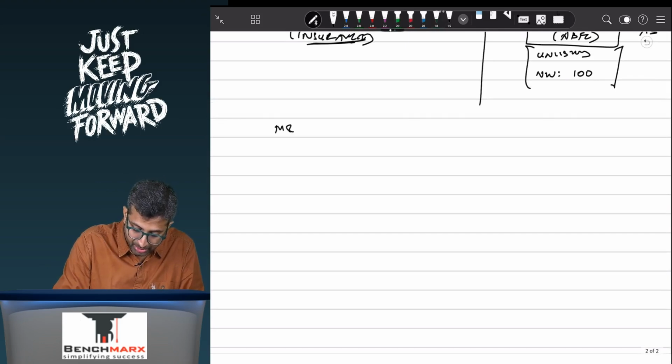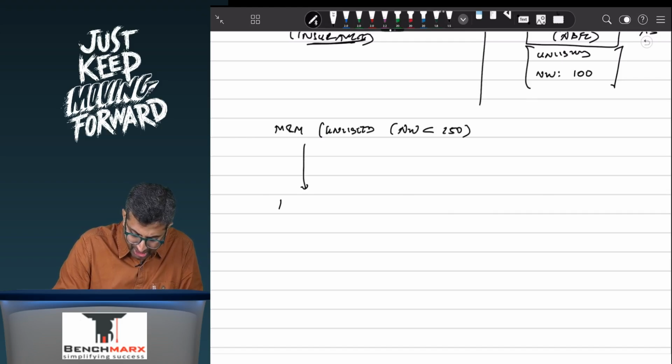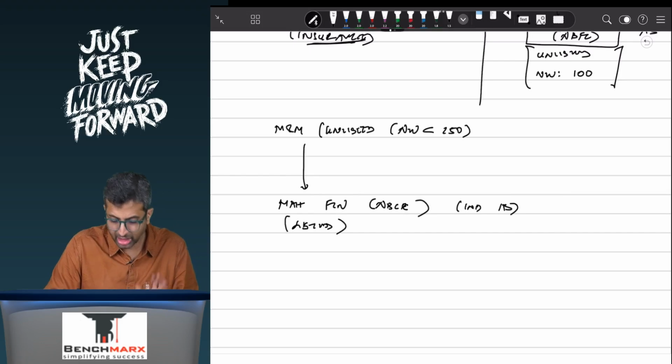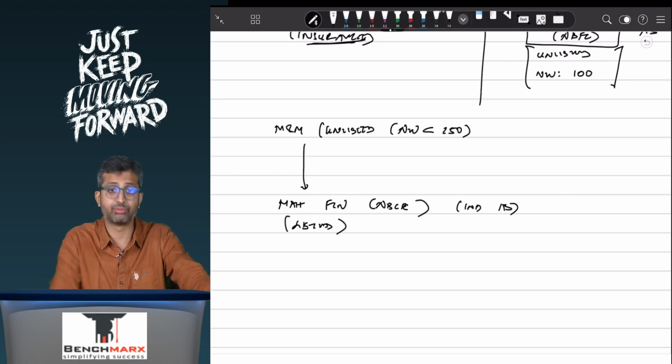There may be a company Mahindra and Mahindra Limited which is unlisted, which has a net worth of less than 250 crores, and it might have a subsidiary called Mahindra Finance, which is, let us say, listed. It is an NBFC which is listed. Will it have to follow Ind AS? Yes.